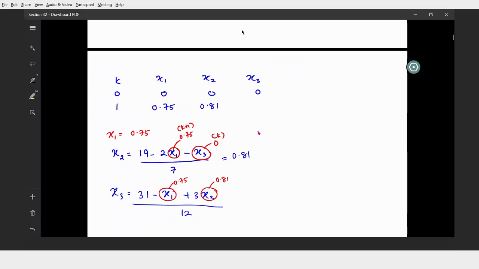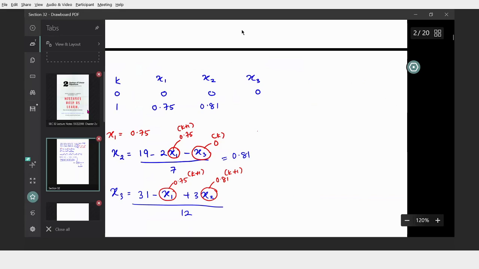Okay, you substitute immediately the value that you have at the current stage. 0.75 and 0.81. That's why we denote this one as k plus 1 iteration notation, and this is also k plus 1. So that's the difference between Gauss-Seidel and Jacobi.